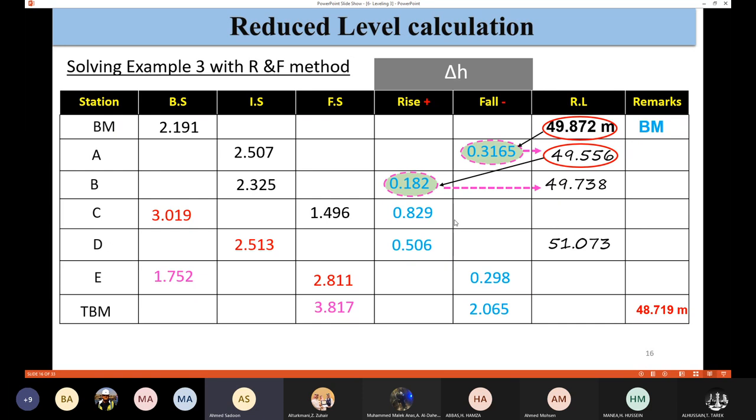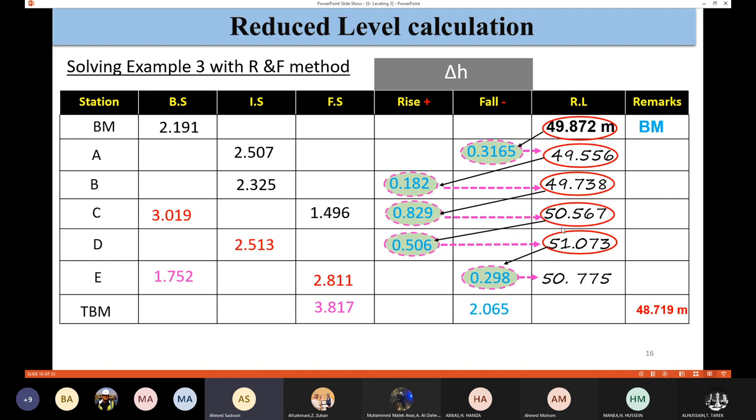Similarly, I'm going to determine the reduced level for the point C. I'm going to use the previous reduced level, then plus the rise. Okay, and here is the value for the reduced level. So in order to determine this value here, I need to know the previous value and I need to know the difference. So this value plus the rise is going to give me this value. And similarly, I can determine the reduced level for the point E. The reduced level for the previous point, which is D, minus the fall. This time, I'm going to subtract because I have a fall. So here I have the reduced level for the point E.